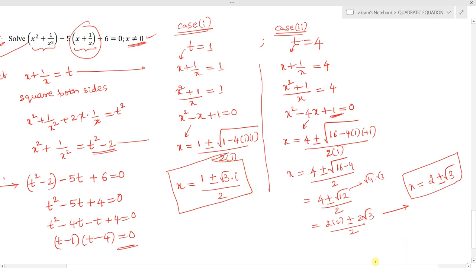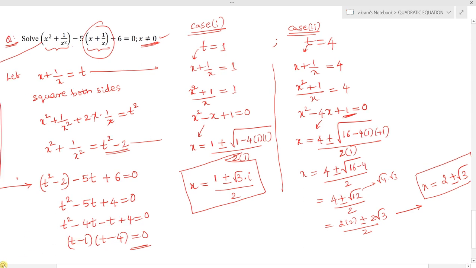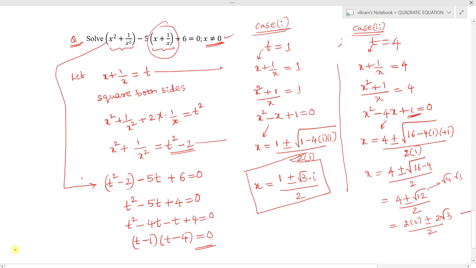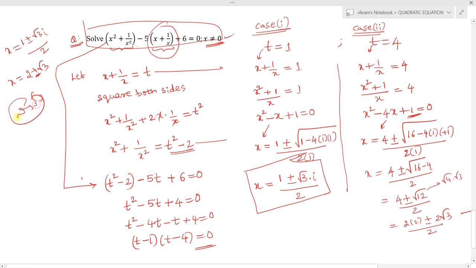So finally we obtain the values of the given expression. We have two sets of values of x. One, having solved this equation, is x equal to 1 plus or minus root 3 i by 2. And another value of x is 2 plus or minus root 3. So this is the way of solving this special type of equation.